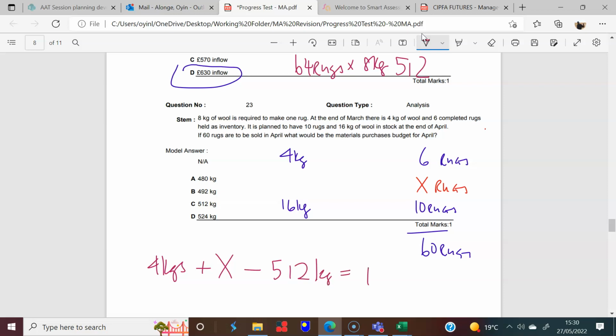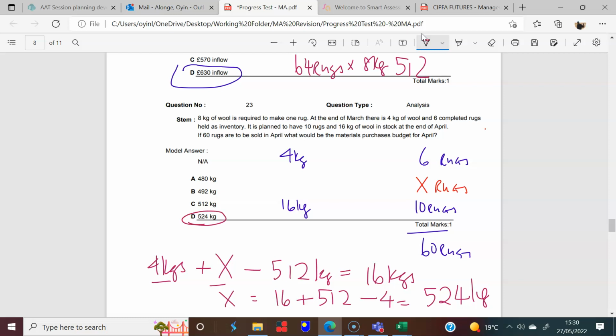And I must have 16 kilograms left. That's what it's saying, right? It's saying that you're going to start with 4 kilograms, buy some more kilograms, get rid of 512 kilograms to the production team, and be left with 16 kilograms, because that's the closing inventory. So that means that I must have bought 16 plus 512 minus 4, which ends up being 524 kilograms. Yes, 16 plus 512 is 528, minus 4 is 524. So your answer is D.